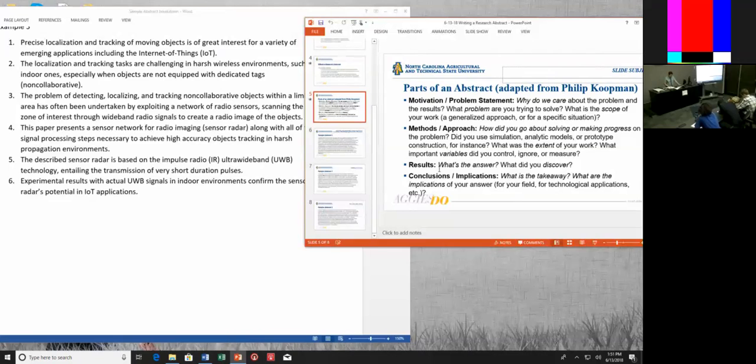Now, let's look at the first sentence. What would you say as far as this mapping onto these motivation, problem, method, approach, results? Precise localization, tracking, and moving objects is of great interest for a variety of emerging applications, including the Internet of Things. What does that strike you as? Yeah, motivation, I'd say absolutely.